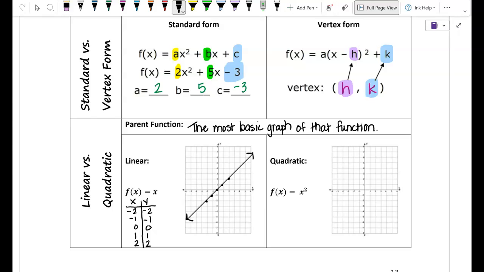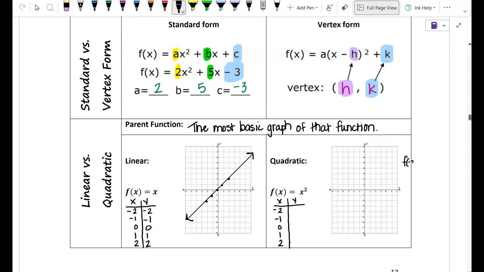The same thing applies to the quadratic. We have a very basic quadratic function. It is f of x equals x squared. That is the equation for the parent function. If I take those same values and create that xy chart, -2, -1, 0, 1, 2 for my x values, now I have to substitute those into the function x squared to find their value.